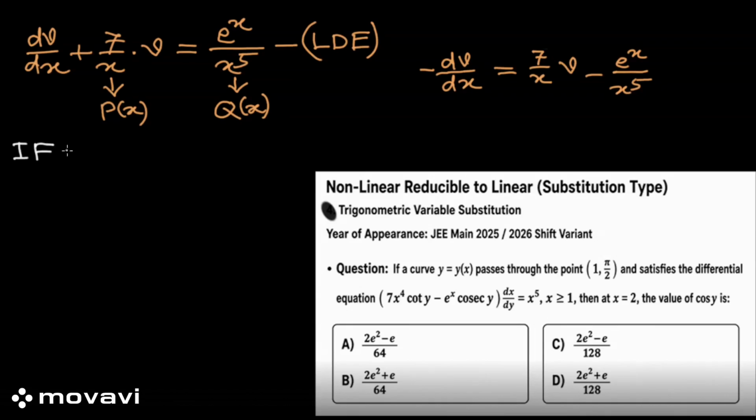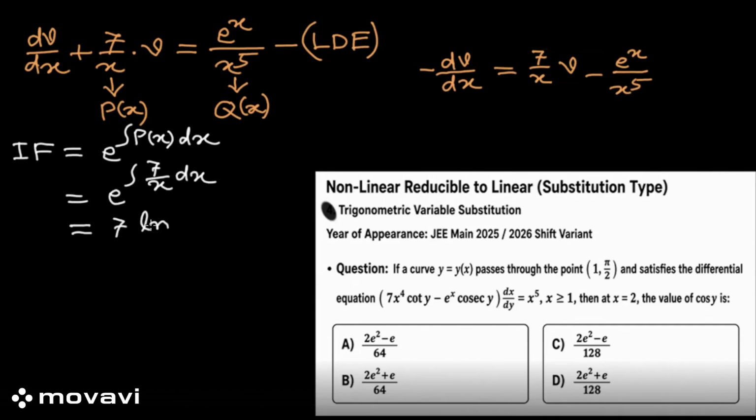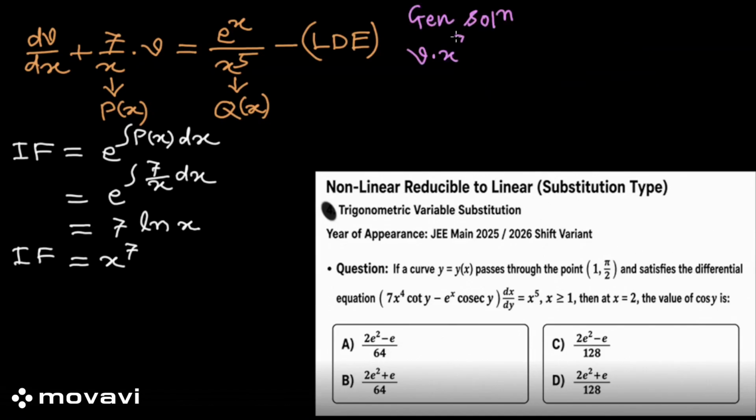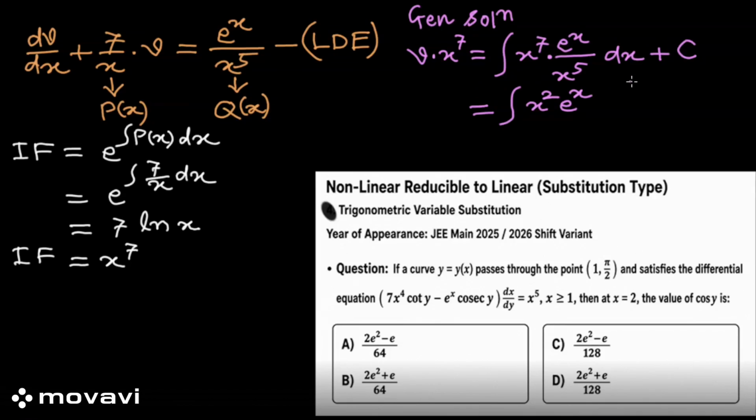So first, the integrating factor will be e to the power integral P(x) dx, e to the power integral 7 by x dx, 7 ln x, which is integrating factor x^7. So the general solution will be v into integrating factor x^7 equals integral of integrating factor x^7 into Q(x), e^x upon x^5 dx, plus c, which is integral x square into e raised to x dx plus c. For this integral, we will use integration by parts repeatedly.